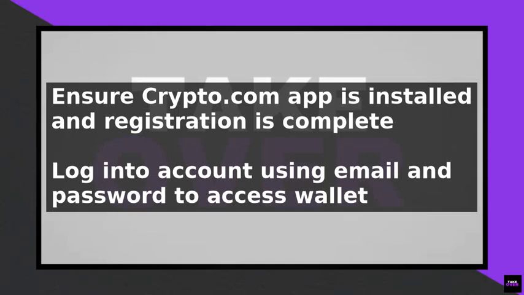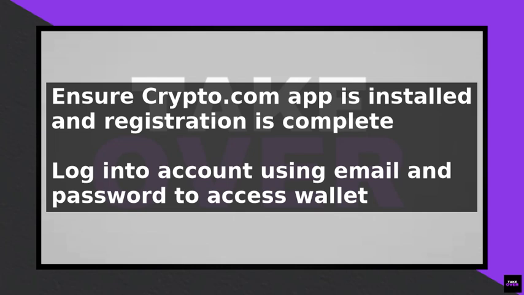To activate your Fiat wallet on Crypto.com, follow these steps. First, ensure you have the Crypto.com app installed on your device and that you have completed the registration and verification process. Begin by logging into your Crypto.com account using your email address and password. Once logged in, navigate to the Wallet section of the app.